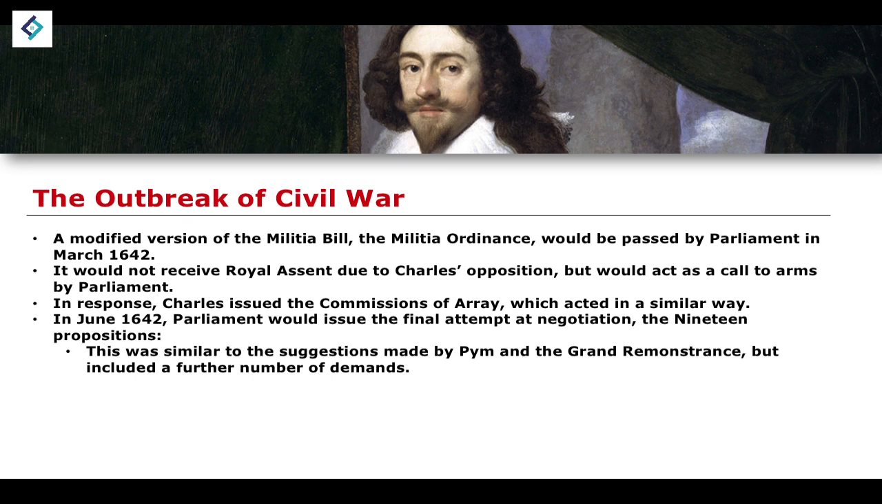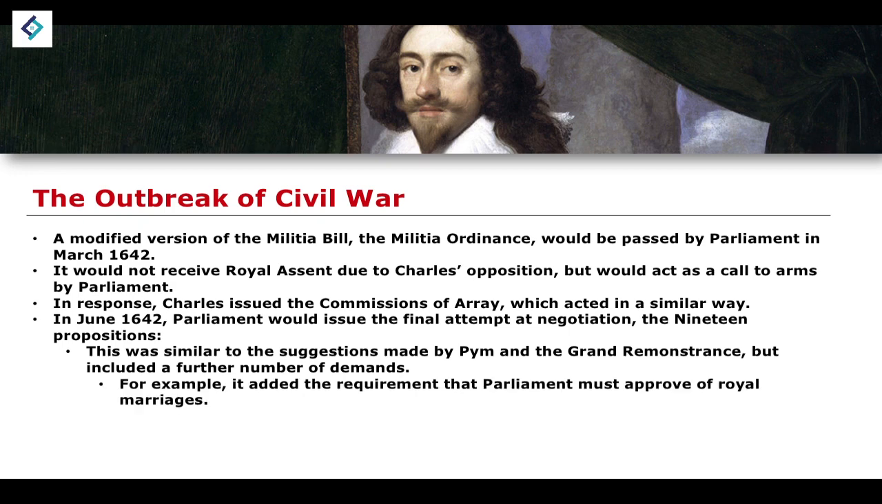Now, what the 19 Propositions essentially was similar to the suggestions that were made by Pym and the Grand Remonstrance, but included a number of further demands. Now, there is a little bit of historical debate as to whether or not Parliament was actually trying to seek a peaceful settlement with Charles, or if, knowing that they had a significant military advantage over Charles, were trying to essentially force his hand and just demand what they wanted from him. And the reason for this is because it required a number of things that they should have known probably that Charles was going to reject.